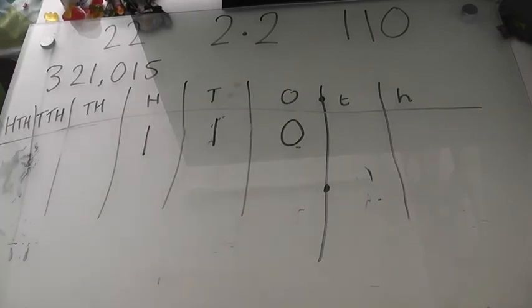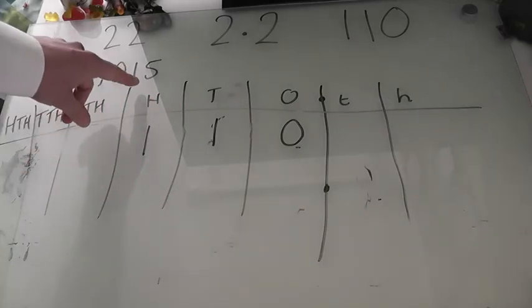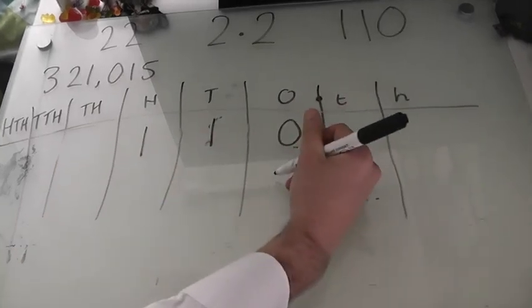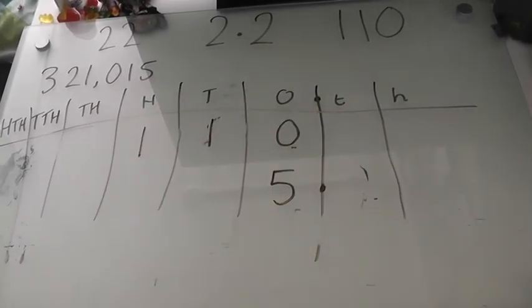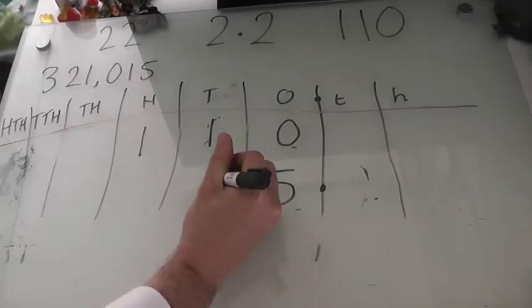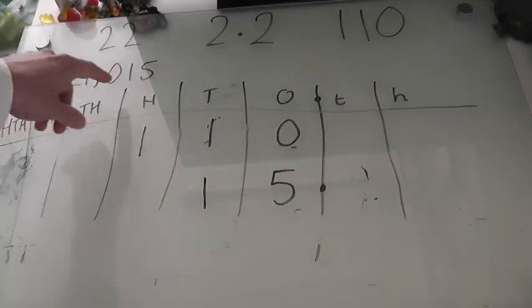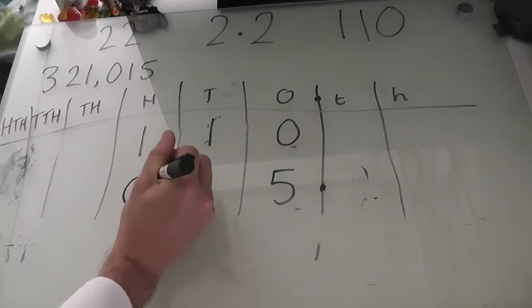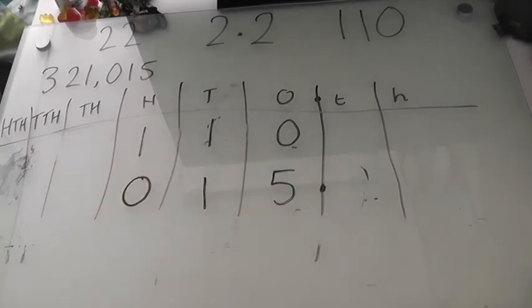Now the big number, 321,015. So just start off the same as with any other number. How many ones have we got? We've got 5. How many tens have we got? We've got 1. We've got 1 ten. How many hundreds have we got? We've got 0. But remember, we still need to put the 0 in place.